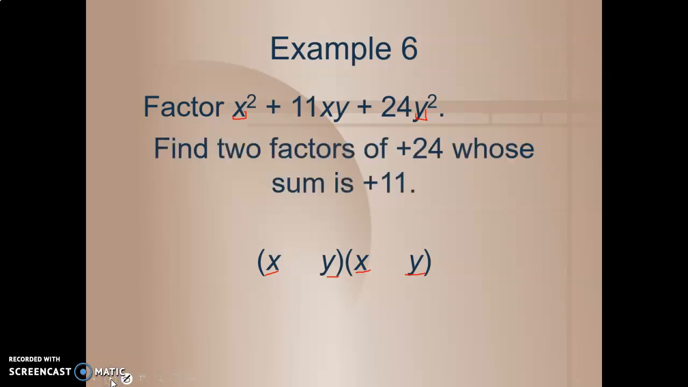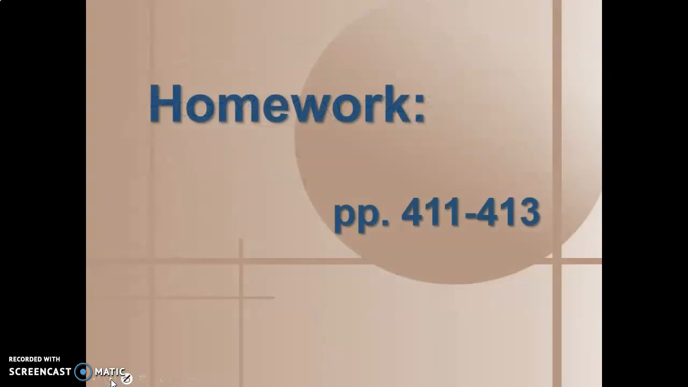From there, we want to find two factors of 24 whose sum is 11. 3 and 8 when multiplied equal 24, and when added equal positive 11. So we're going to rewrite that as x plus 3y and x plus 8y. If we multiply that right back out, we do get x squared plus 11xy plus 24y squared. Again, we always want to check our work just to make sure we didn't make any mistakes with our signs.